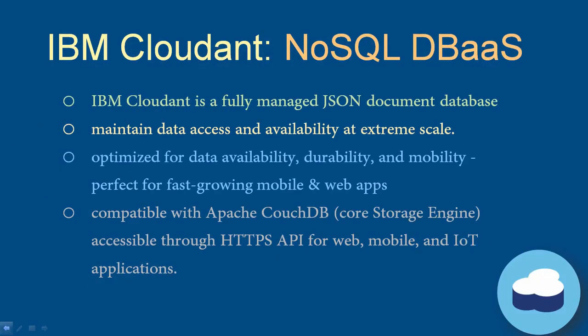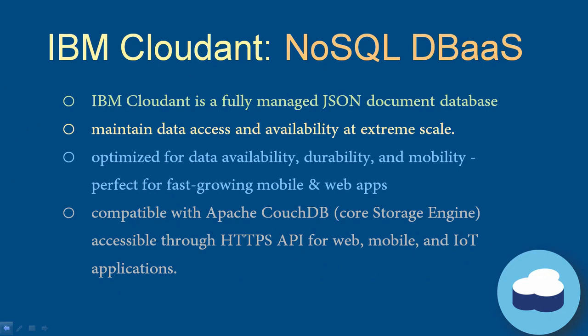First things first, IBM Cloudant is a NoSQL database as a service. It is a fully managed document database which consists of files or data stored in the format of JSON, JavaScript Object Notation. It maintains data access and availability at extreme scale. All uptime, no downtime. Data is available all the time. We will be learning the CAP theorem to understand it in a better way.